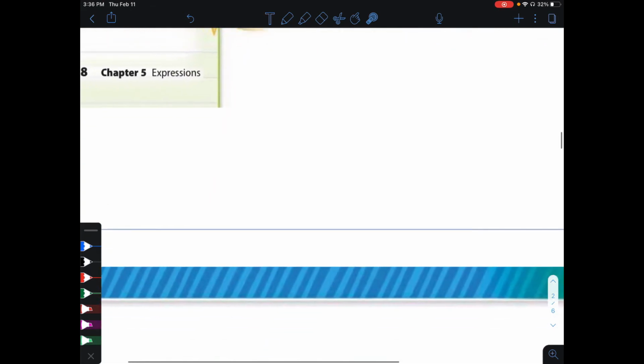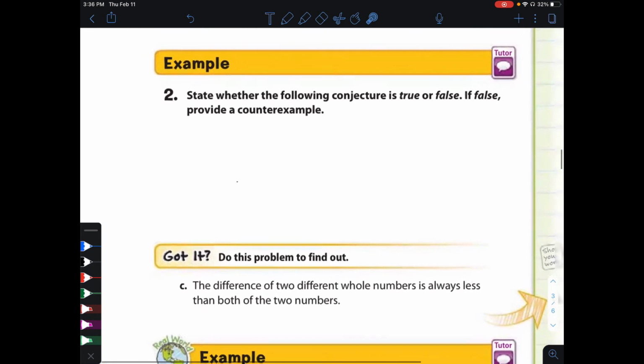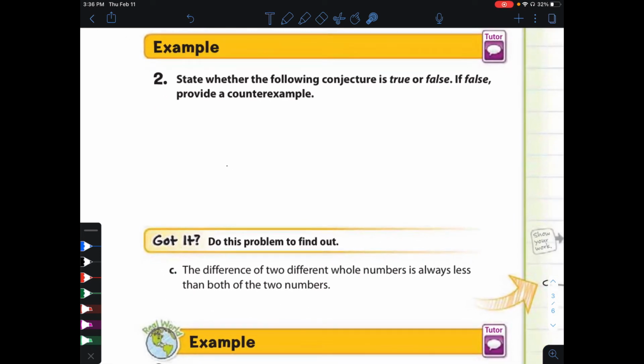Okay? Let's take a look at example number 2. State whether the following conjecture is true or false. Remember, when you talk about the word conjecture, it talks about sort of a conclusion without proof. So, in other words, when we say state the following conjecture, state whether the following conclusion is true or false. If false, provide a counterexample. A counterexample is an example that will basically disprove a particular conjecture.